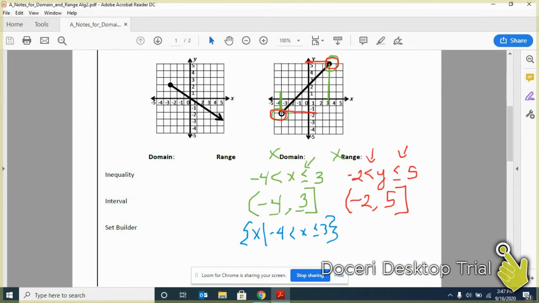Notice what I did. I basically just took my inequality and dropped it in there with my set. Pretty straightforward. There's no trick to it. That's really what you need to do with it. On my range, I want all values of y such that -2 is less than y is less than or equal to 5. And if you can't draw the squiggly line like this, that's okay. That just takes practice.